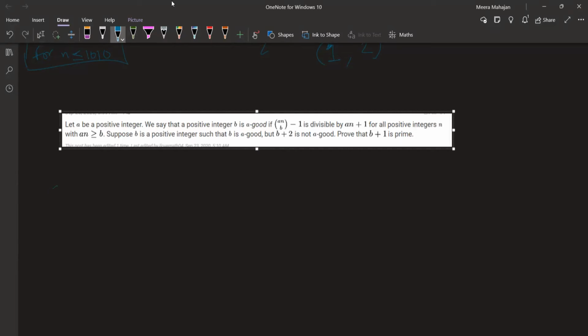So you have A is given, and then B is good if a_n plus 1 divides a_n choose B minus 1 for all n with a_n greater or equal to B. You have B is good, B plus 2 is bad, prove that B plus 1 is prime.